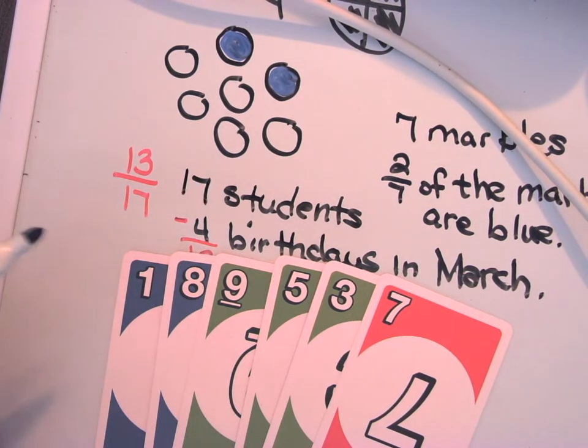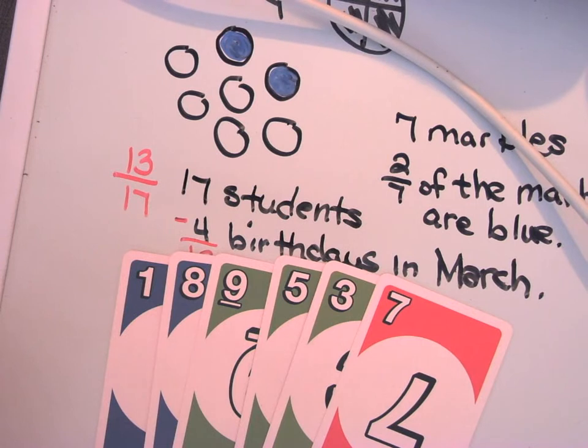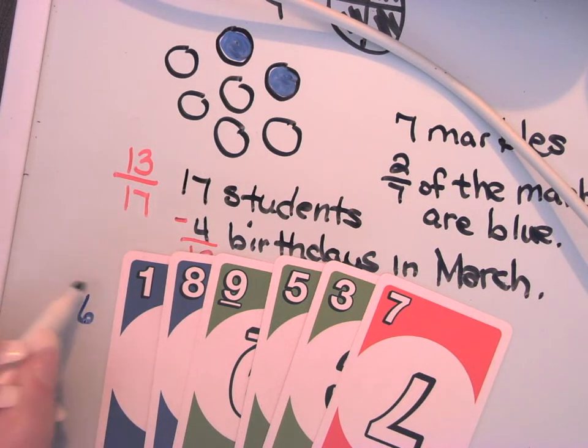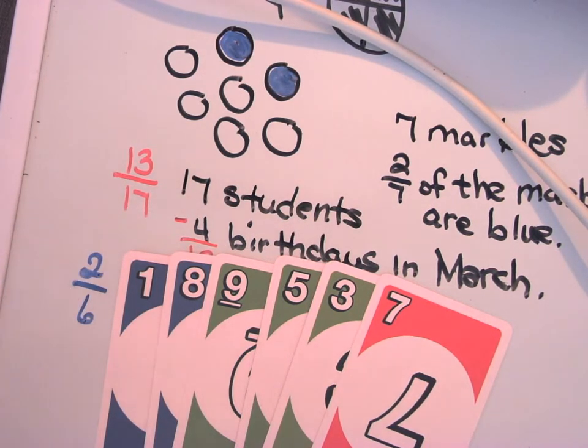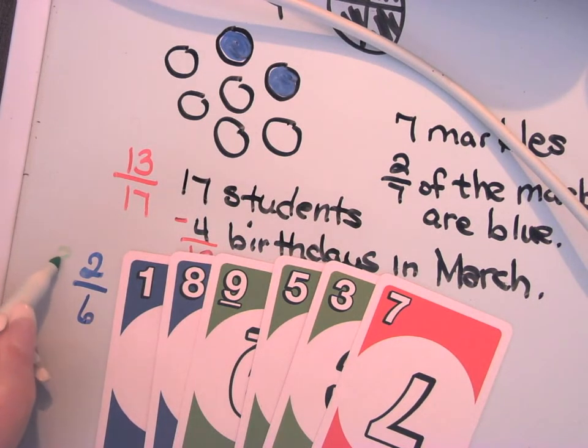Well, first we have to figure out our denominator. So we look at this, we have 1, 2, 3, 4, 5, 6 cards. So 6 is my denominator. And how many blue cards do we have? We have 2. So 2/6 would be the fraction of cards that I have that are blue. If I look at the green, what fraction of the cards are green? That would be 3 over 6 because we still have 6 cards.